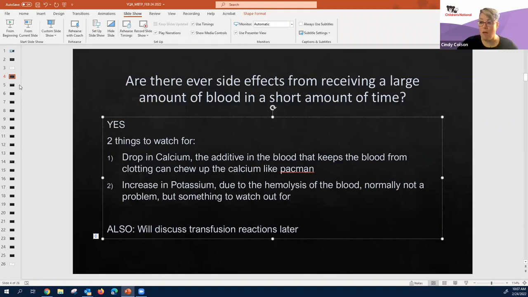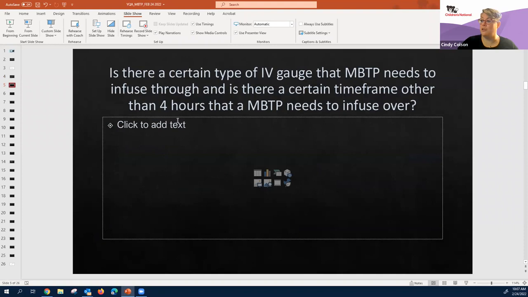All right. Well, that was our first question. Let's move on to, is there a certain type of IV gauge that the massive blood transfusion protocol needs to infuse through? And is there a certain time frame other than 4 hours that an MBTP needs to infuse over?